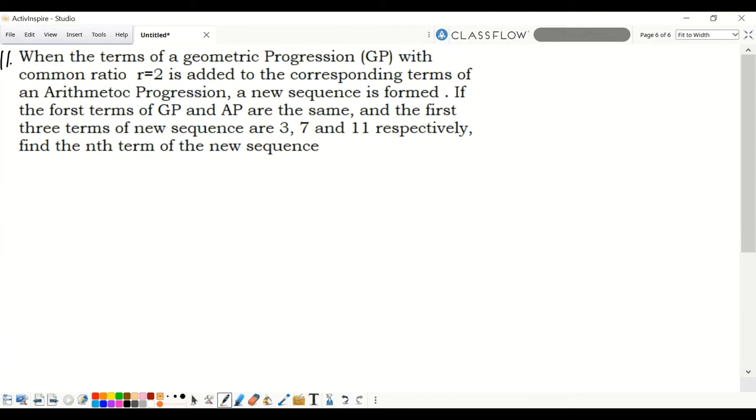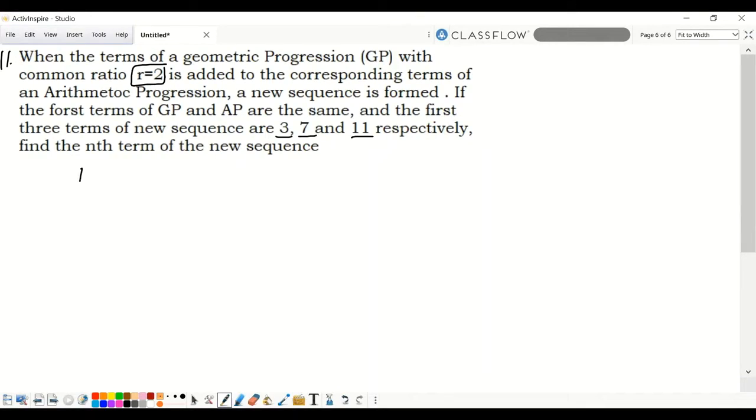In this video, I'm going to solve question number 11 of WASSCE 2020 Elective Math Paper 2. It says that when terms of a GP and an AP are added, we get a new sequence, and the first three terms of that sequence are given. The only information they've given is that the GP has r equal to 2.